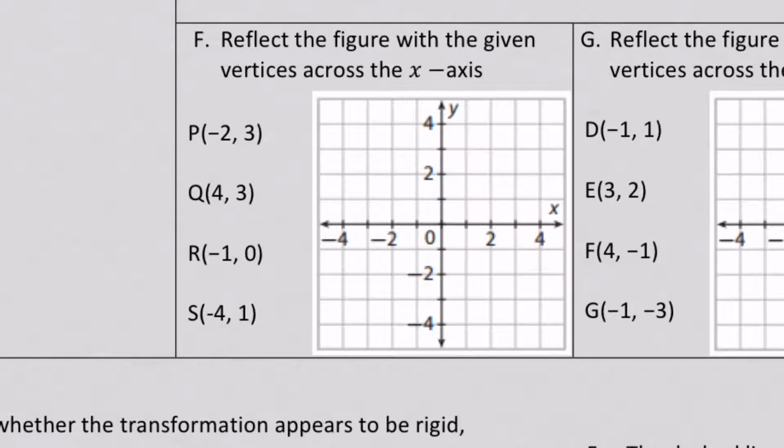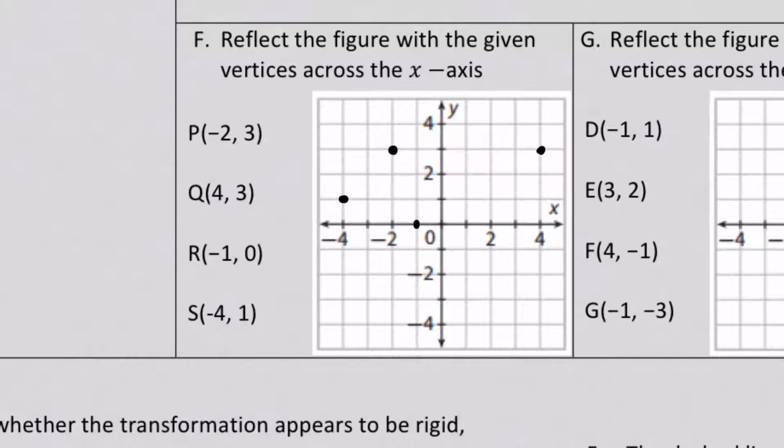So what I'm going to do first is plot all of these points on my graph and then reflect them afterwards. So here's P: negative 2, 3, right there. Q is 4, 3, right there. R is negative 1, 0, right there. And S is negative 4, 1, right there.